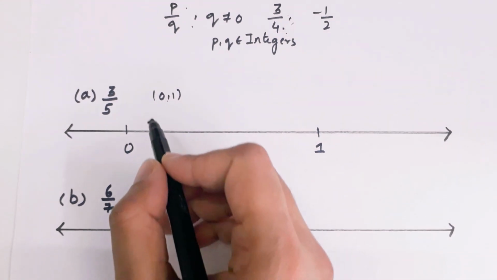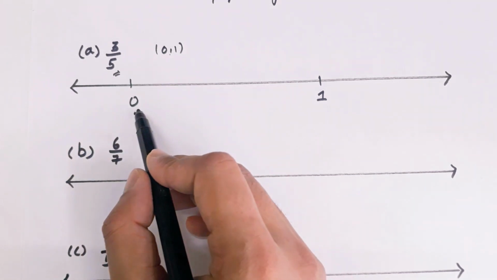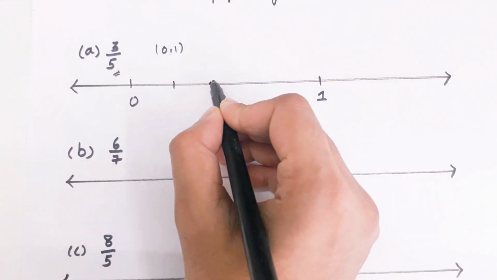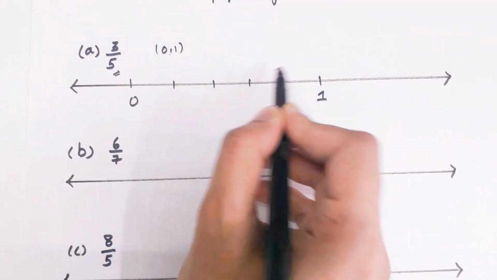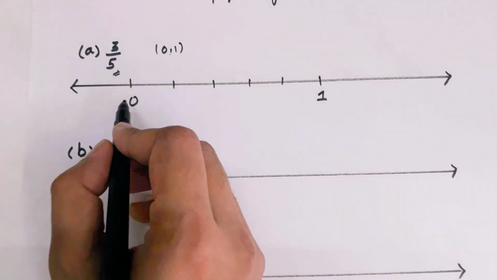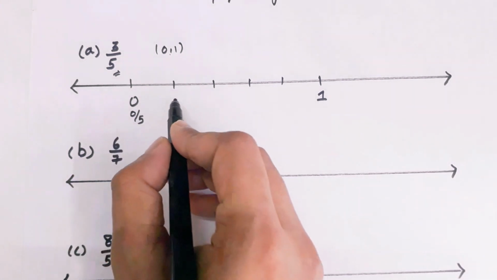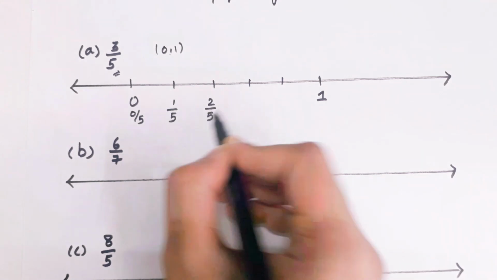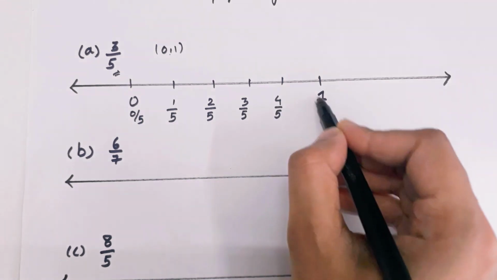Then you need to check the denominator. Our denominator is 5. So between 0 and 1, I'm going to make 5 equal spaces: 1, 2, 3, 4, 5. Then I'm going to plot it. The first one will be 0 upon 5, and this will be 1 upon 5. This is 2 upon 5, 3 upon 5, 4 upon 5, and this is 5 upon 5.